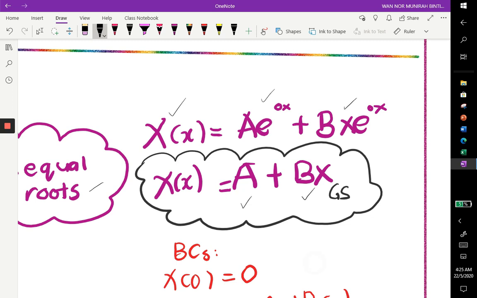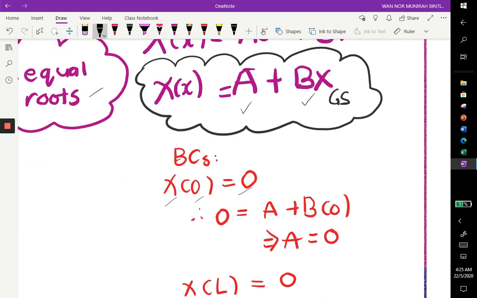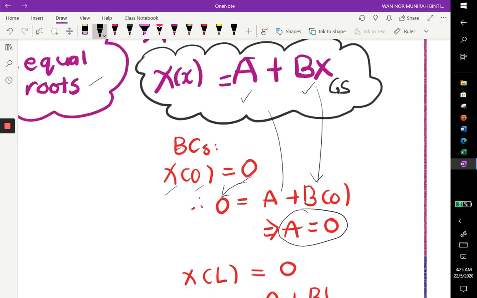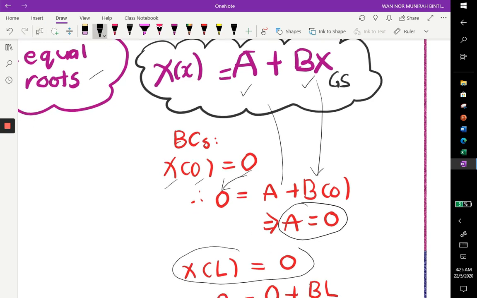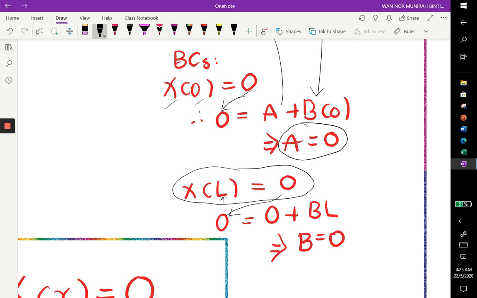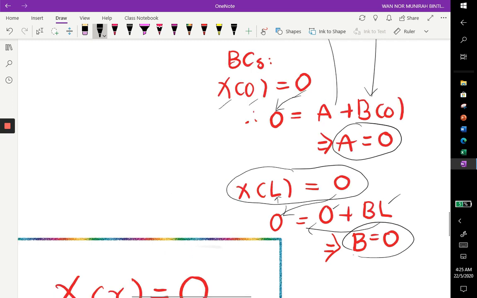Substitute our boundary condition X(0) equals 0. The left hand side equals 0, and the right hand side is A plus B times 0, so we can conclude that A equals 0. The second condition is X(L) equals 0. The left hand side is 0, and the right hand side is A, which is 0, plus BL. So BL equals 0, therefore B is also 0.